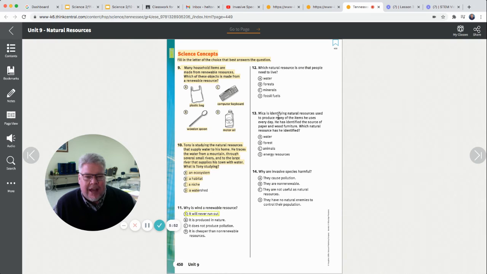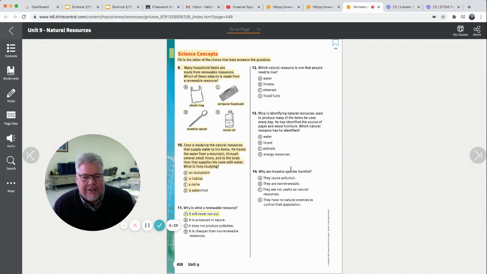Micah is identifying natural resources used to produce many of the items he uses every day. He's identified the source of paper and wood furniture. Which natural resource has he identified? So in other words, paper and wood are made from which one of these resources? Are they made from water? No. Are they made from forests? Well, what grows in forests? Trees. So that's the answer. Wood and wooden furniture are made from wood that comes from a forest, not made of animals. And energy resources, that doesn't make sense.